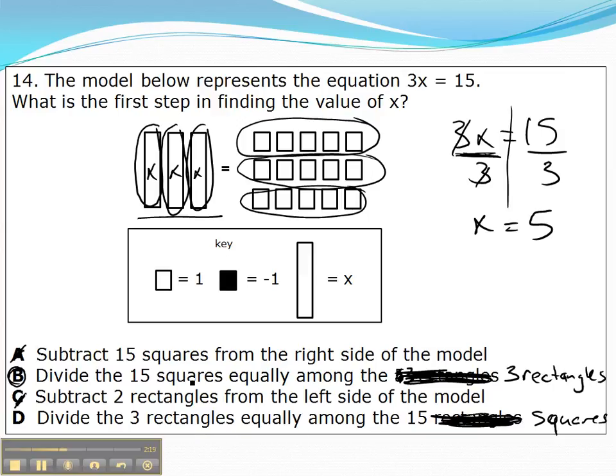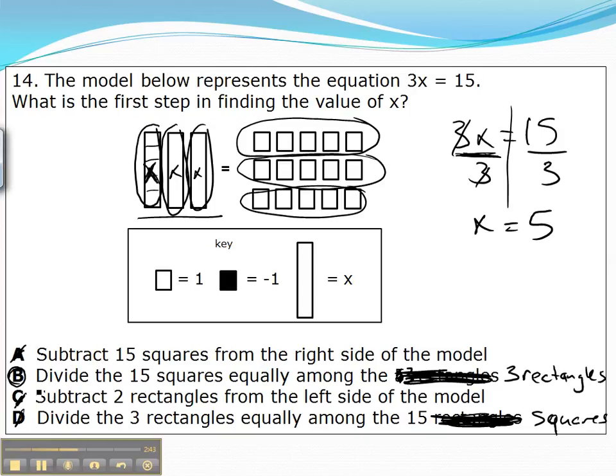Anyway, if we divided the 3 rectangles equally among the 15 squares, we end up with 1/5 of a rectangle per square, and that's not what we're looking for. We're trying to find out what the rectangle equals, what x equals. So we divide the squares among the 3 rectangles, and we would get 5 squares per rectangle, or x equals 5. So answer choice B is the correct answer.